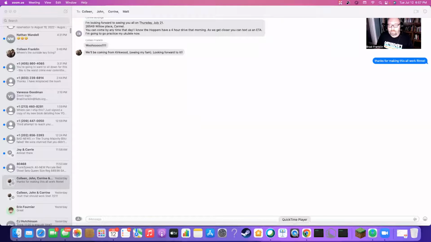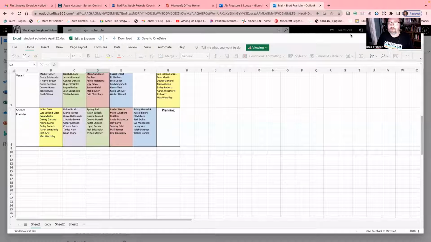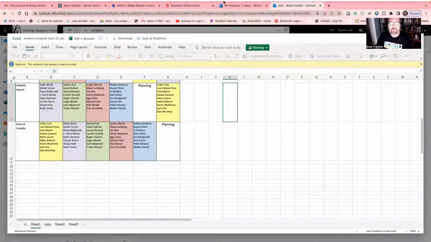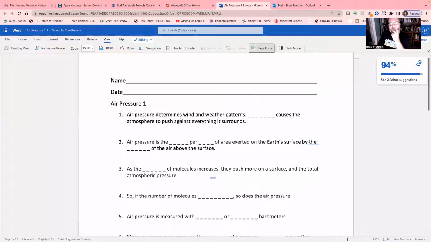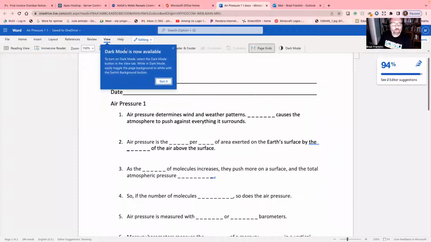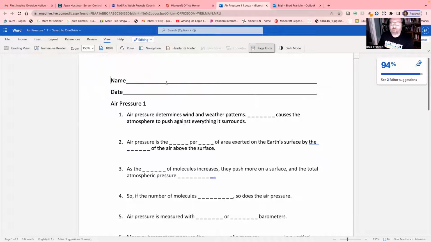I'm going to start off by showing you the, hold on a second. Okay, there's the worksheet. All right. Oh, dark mode is available. Interesting. I wonder what dark mode is. Well, it doesn't matter. Anyway, okay, here we go.